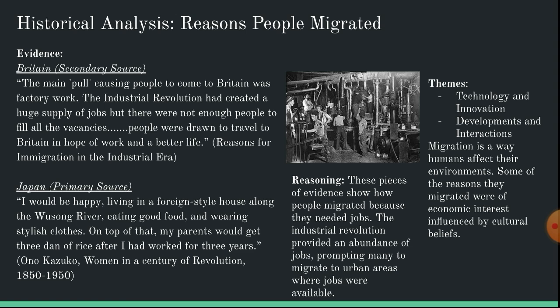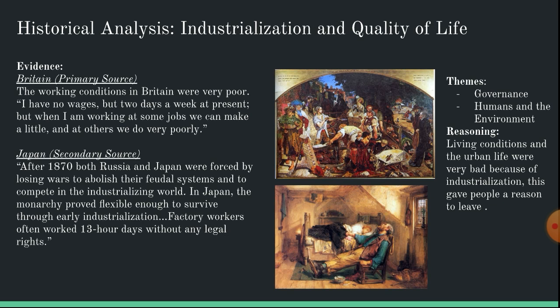This evidence about reasons people migrated in Britain is a secondary source from the British Broadcasting Channel History website. It explains how people were drawn to travel to Britain in hope of work and a better life. The evidence about reasons for migration in Japan is a primary source that came directly from a diary entry of a Japanese factory girl. She explains that she works because she wants a better life and to be able to provide for her parents. Another reason that people migrated was the quality of life.